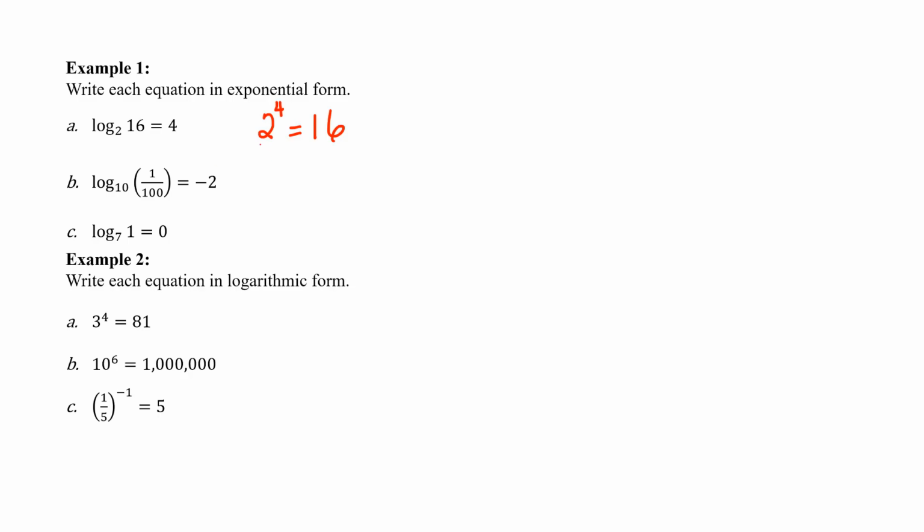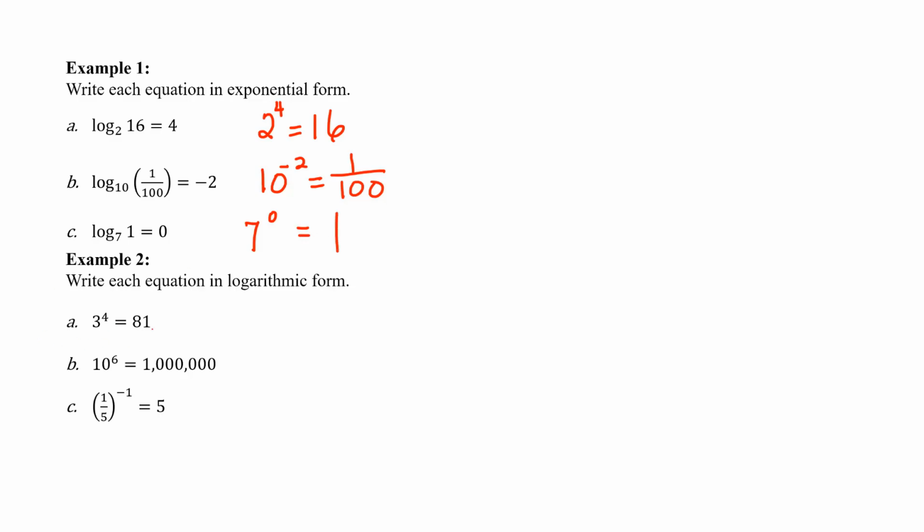Right here, part B, you've got log base 10 of 1 over 100 is equal to negative 2. Exponential form for that, the base is 10, the power is negative 2, and the number is 1 over 100. Part C, the base is 7, the power is 0, and the number we get is 1.